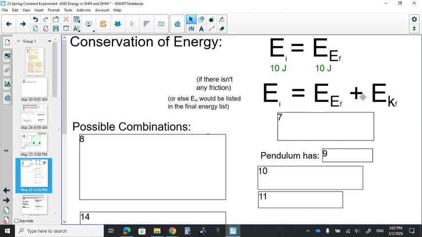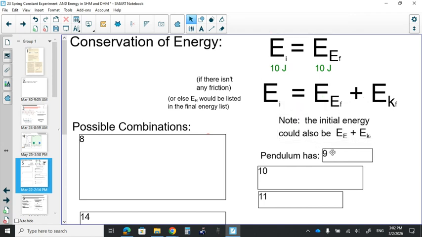So yeah, if there wasn't any friction, it would stay the same as we said before. And I mentioned also the initial energy, like you could think of an initial state where you had a certain amount of elastic and a certain amount of kinetic. That would be fine as an initial state as well.